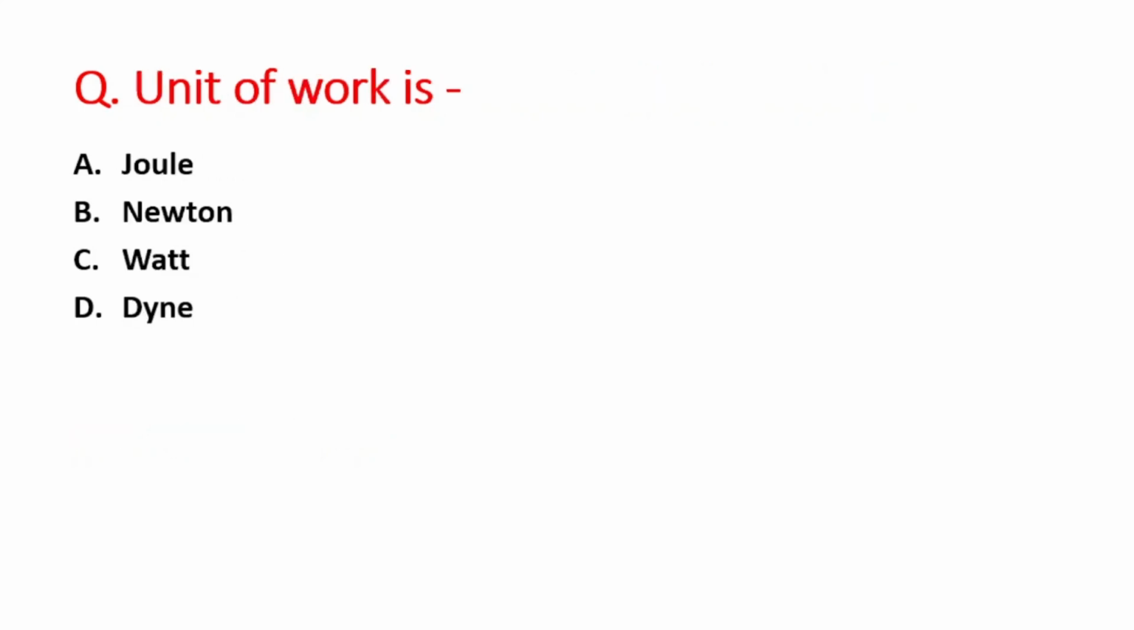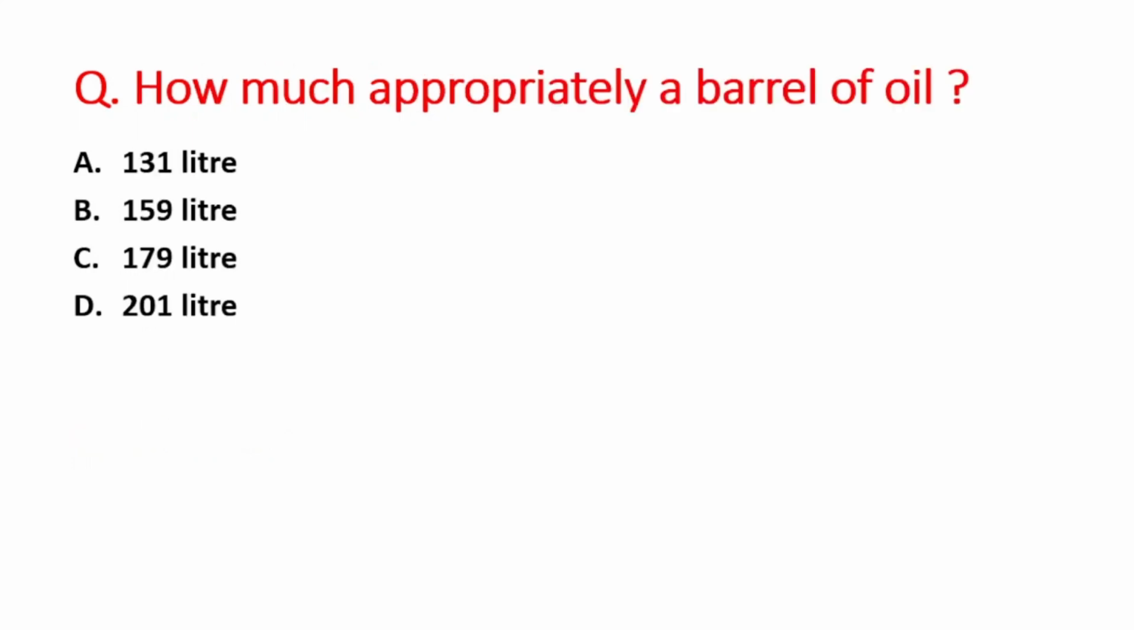Next question is: unit of work is? A option is joule, B is Newton, C is watt and D option is time. So the right answer is option A, that is joule. Unit of work is joule. Next question is: approximately how much is a barrel of oil? A option is 131 liter, B is 159 liter, C is 179 and D option is 201 liter. So the right answer is option B, that is 159 liter.